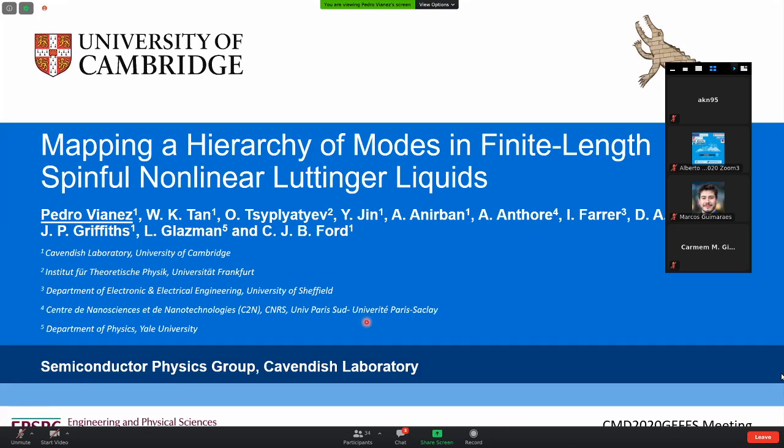As you can see from the title of my talk, I'll be talking about how we use a momentum-resolved tunneling spectroscopy technique to map a hierarchy of modes in spinful nonlinear Luttinger liquids. Unlike most other speakers, I'll be talking about 1D, not 2D systems.